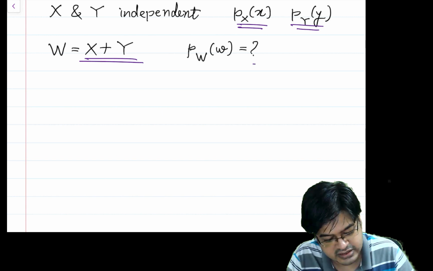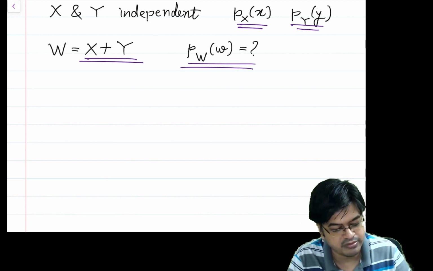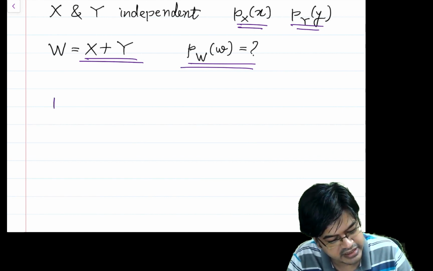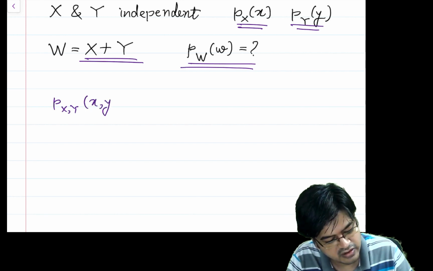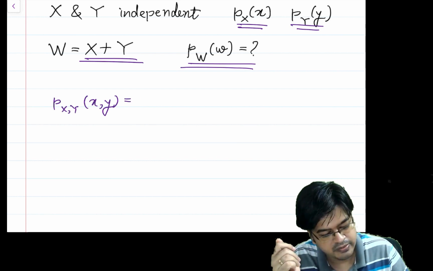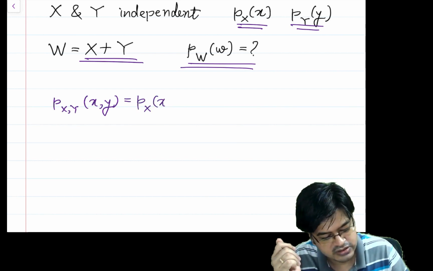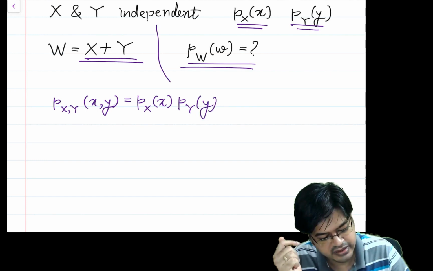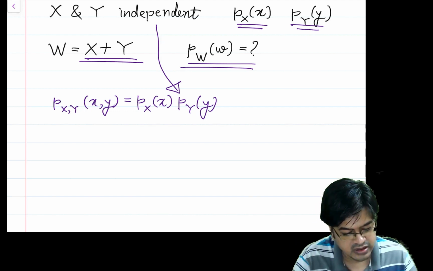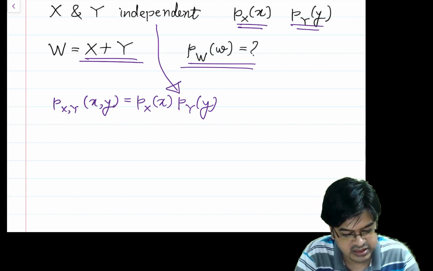So the question that is asked is, what is the distribution of W? So the answer will be very simple. Because I know the random variables are independent, you have P_XY of x, y, which is given by the product of the marginals because they are independent. So here I have used their independence. Okay.